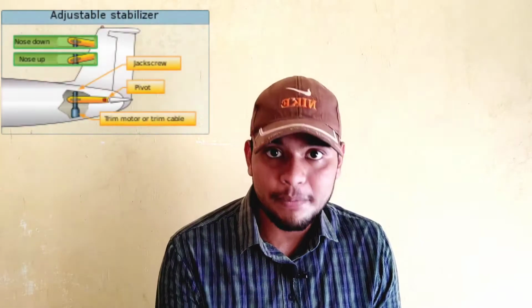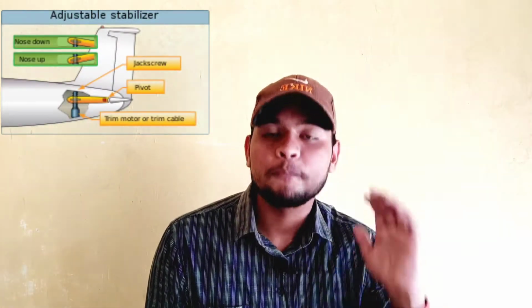Okay, next one is jack screw. Jack screws are very important and they are used on mostly all modern aircraft. So what is the purpose of this? It is used to transmit the power from the aircraft cockpit to some control surface, or for the automatic adjustment of control surfaces, like horizontal stabilizer trimming or the flap lowering or raising. Okay, for these purposes they are used.